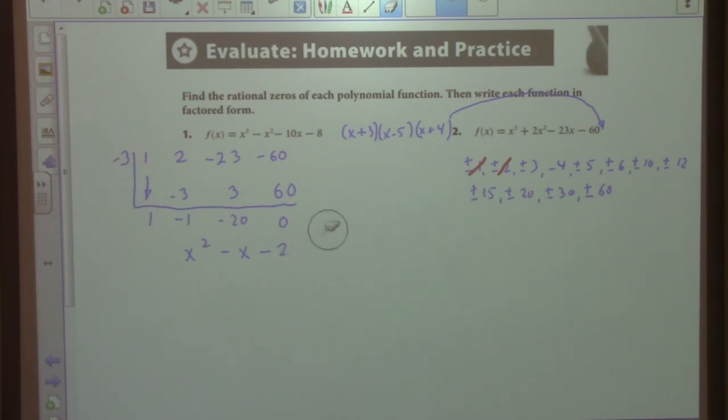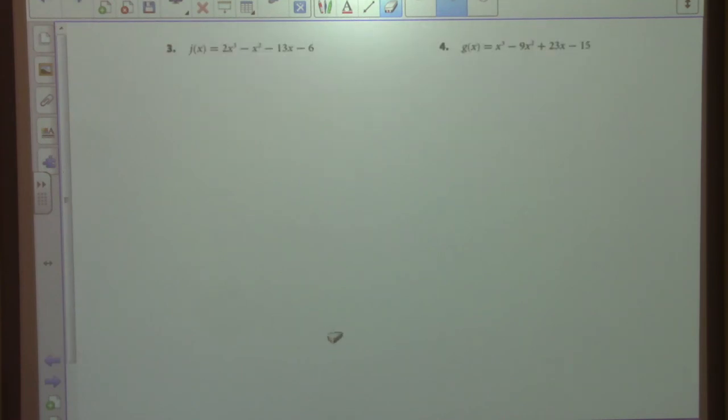All right, what I want you to do on this next one, number 3, I guess you're already starting to work on it. What are your potential rational zeros here for number 3? Is it plus or minus 1, plus or minus 2, and then 3 and 6? Is there only 4, or is there more? There's actually more, but we'll figure these out.